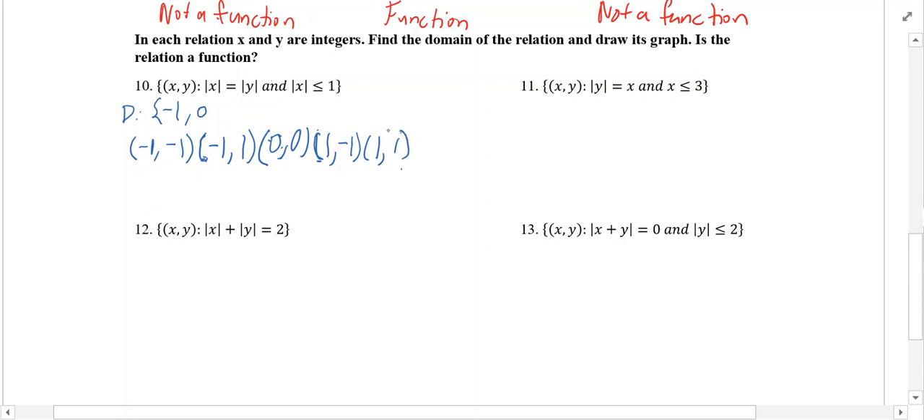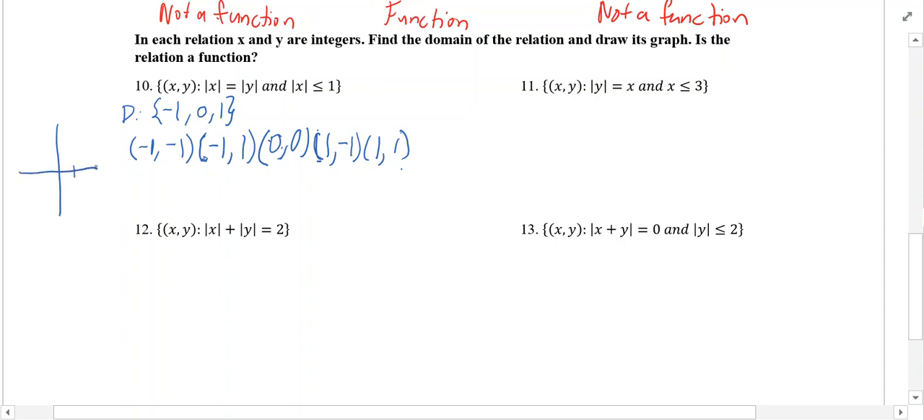So here's all of my coordinate pairs. Oops, I forgot to write 1 in my domain. Okay, so here's my domain, and here's all of my coordinate pairs. Now, just by looking at it, you probably could tell if it's a function or not a function, but we're going to go ahead and do a little rough sketch here of this graph.